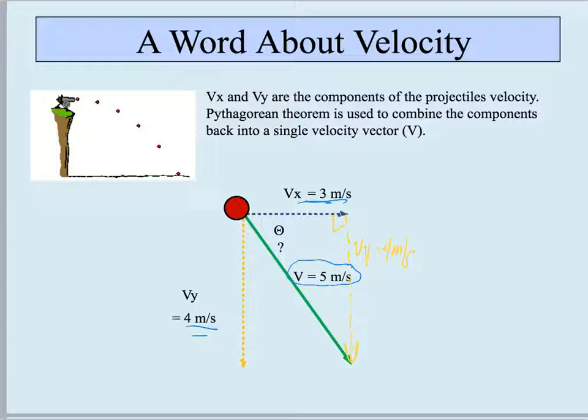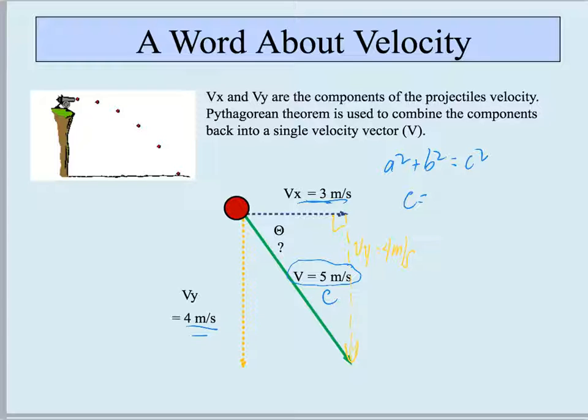So how do we go about finding the velocity overall? It's moving forward at a certain rate, it's moving down at a certain rate. How do we find the overall velocity? Well, what we would do if we knew two legs of a triangle and we were trying to find the hypotenuse is use the Pythagorean theorem. And we know the Pythagorean theorem is a squared plus b squared equals c squared. And c is our hypotenuse.